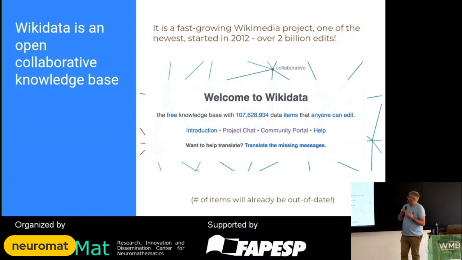It's something that's very fast growing within Wikimedia projects. It started in 2012. It's not the latest project to start anymore because Wikifunctions came along, but it's one of the most recent ones. Even though it's only been around for 11 years, it just passed 2 billion edits. So it's a really active community. There are over 100 million data items now on Wikidata, a huge amount of data structured in a machine readable way that anyone can reuse. And these numbers will already be out of date because it's going up very, very quickly.